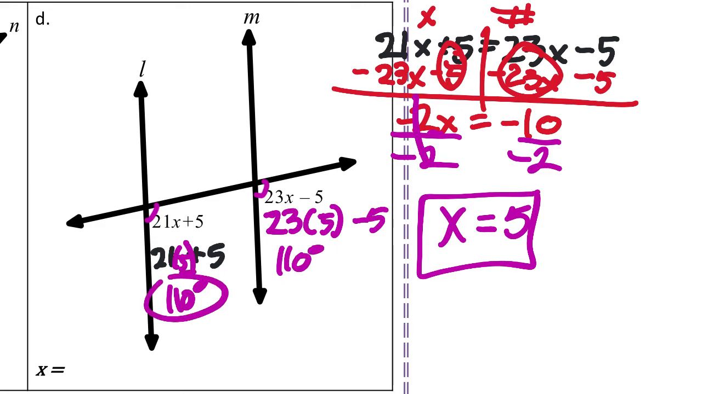So we get the same angle measure for both, which we should, right? We said that they were equal. And now we've proven with this corresponding angles, because the lines were parallel, that these two are the same angle measure.